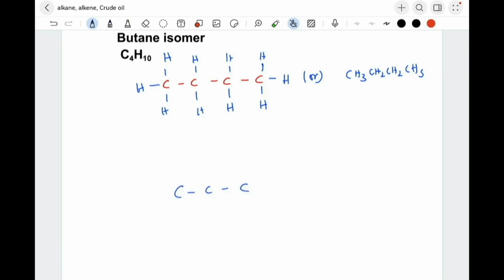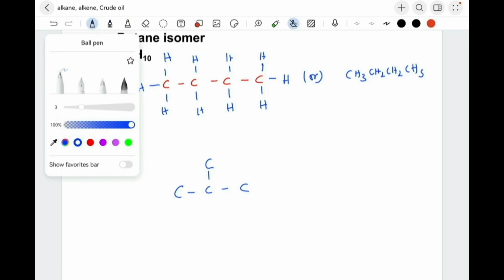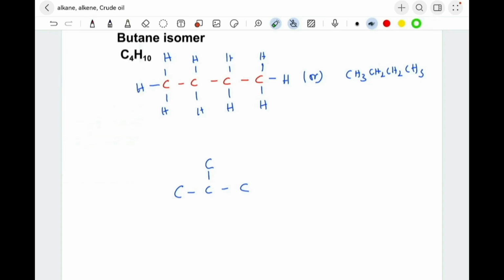And then for the next isomer, I'll try an inverse T. 1, 2, 3, and 1 carbon on the top. Now fill these with hydrogen. This carbon already has 1 bond, so it needs 3 more. 1, 2, 3. The top one again has 1 bond, it needs 3 more. 1, 2, 3. The center one has 1, 2, 3 bonds, so it needs only 1 more. The left one needs 3. 1, 2, 3. Now fill these with hydrogen. H, H.